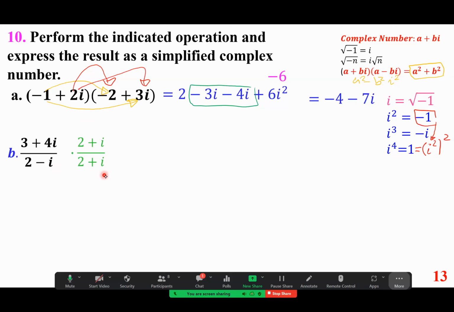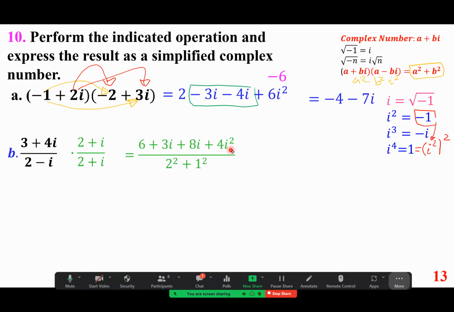So when we multiply by this, what happens? As far as the denominator is concerned, we just follow that a squared plus b squared. So 2 squared plus, I hope you realize it's 1 squared. As far as the numerator is concerned, we're going to do the foiling. 3 times 2 is 6, 3 times i, 4i times 2 is 8i, and this is 4i squared. And as I said, the bottom is 2 squared plus 1 squared.